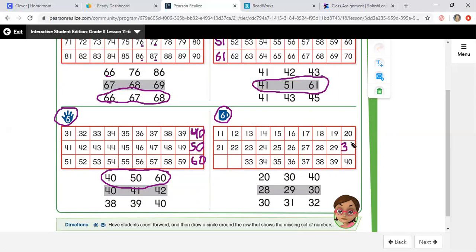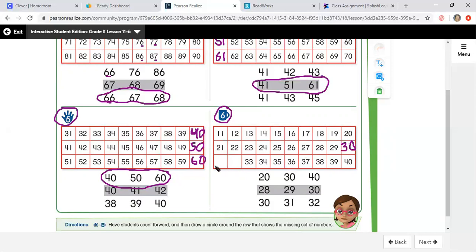30. And just to make sure we're correct, does 30 come after 29? Let's see. 27, 28, 29, 30. Yeah, that sounds right. So we know our number is going to be 30. And then we got to figure out what 2 numbers come right after 30.